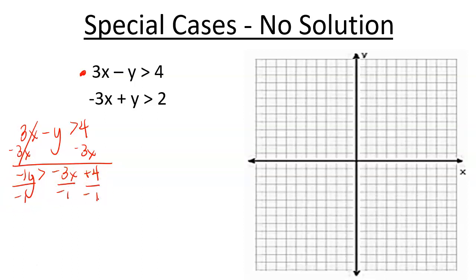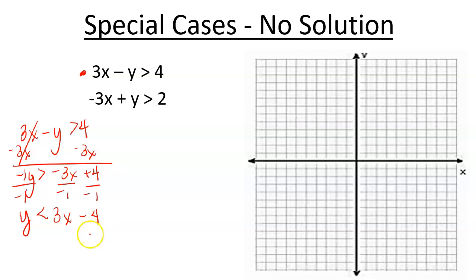Be very careful here. Since we divided both sides by a negative number, we're going to have to flip our inequality symbol. Remember, that's only with inequalities. So now I have y is less than. Negative 3 divided by negative 1 makes positive 3x. Positive 4 divided by negative 1 makes negative 4. Okay? So here's my first inequality, so I'm going to graph it.